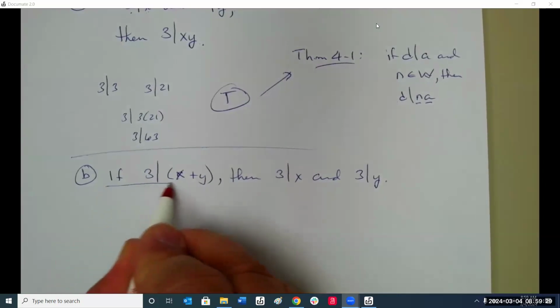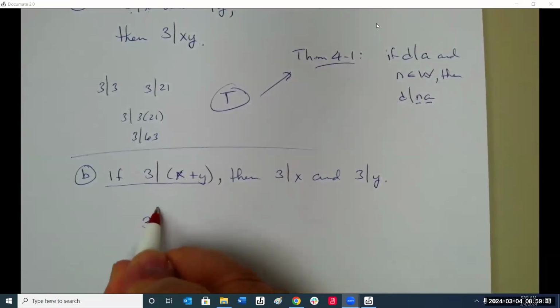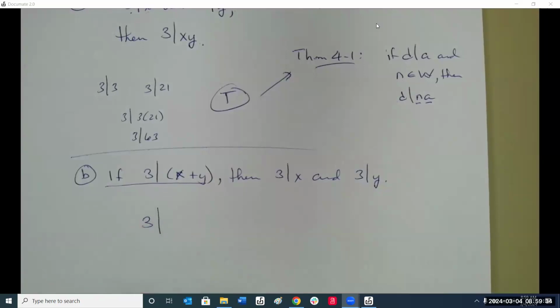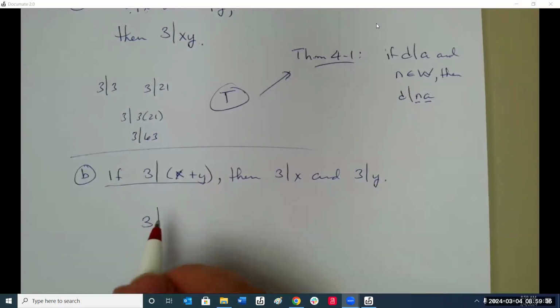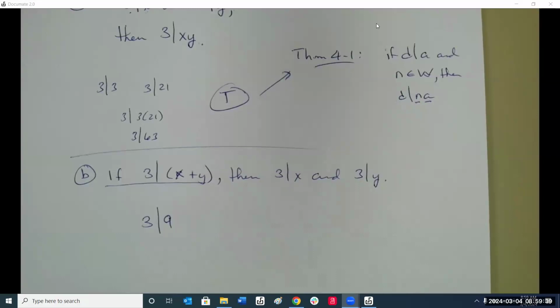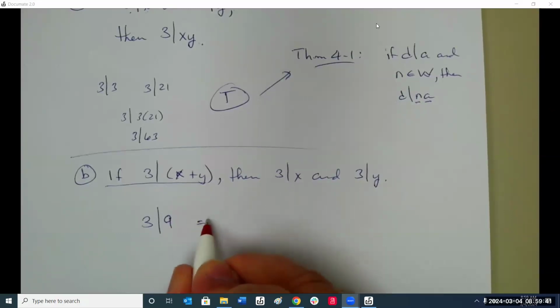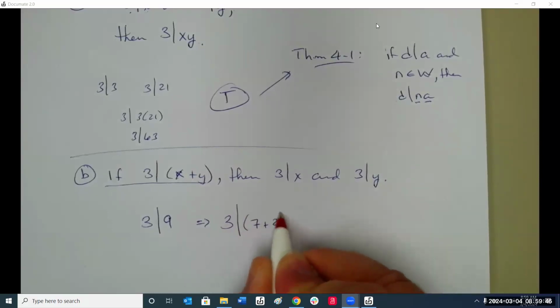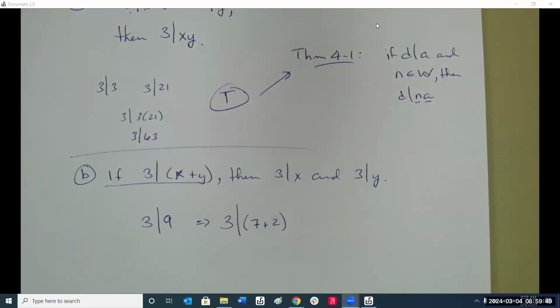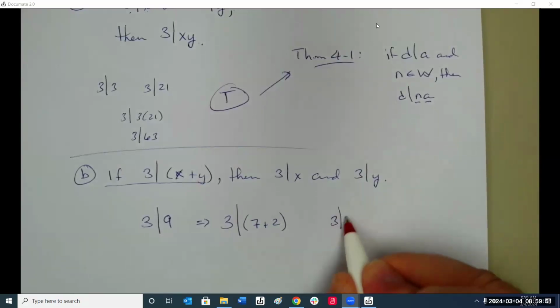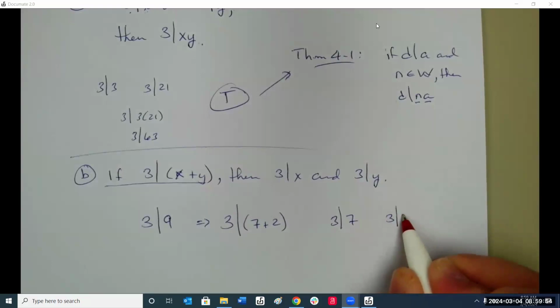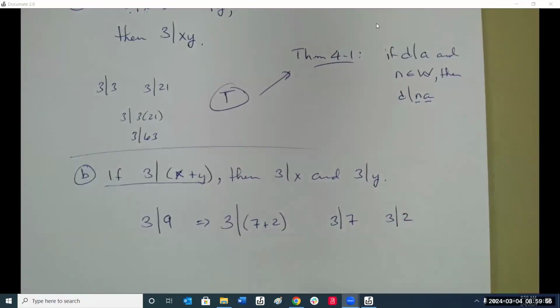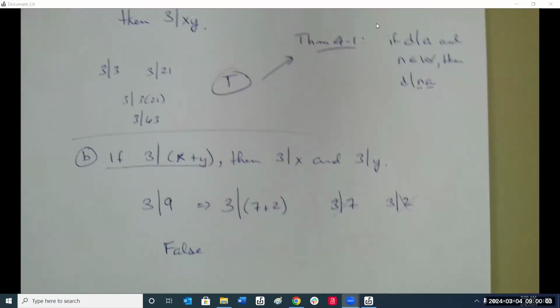Okay, so here's the if part: 3 is a divisor. Give me a number that 3 goes into. 9. I'm saying here that 9 is made up of 7 plus 2. Is 3 a divisor of 7? Is 3 a divisor of 2? So this is false because of this example.